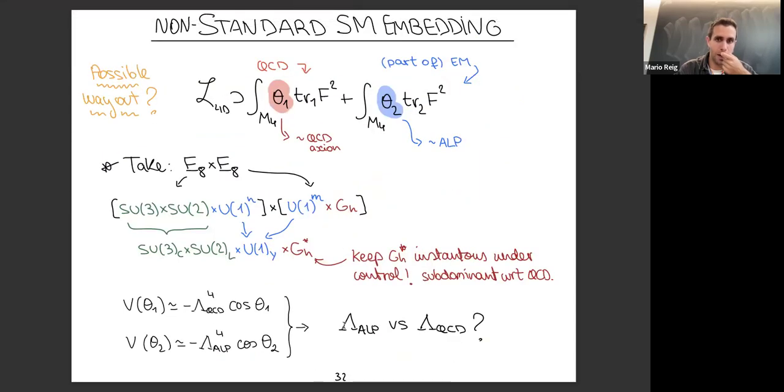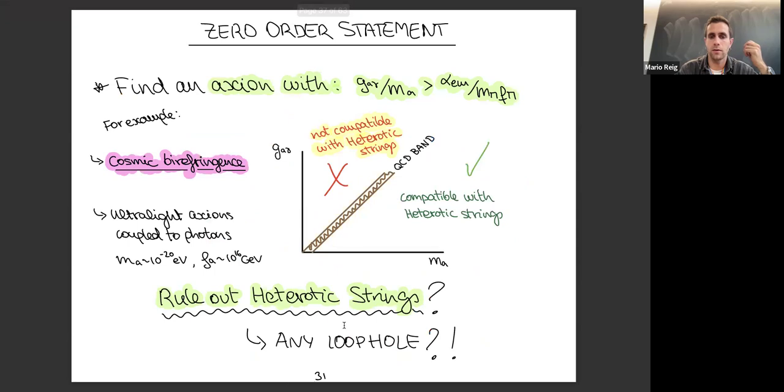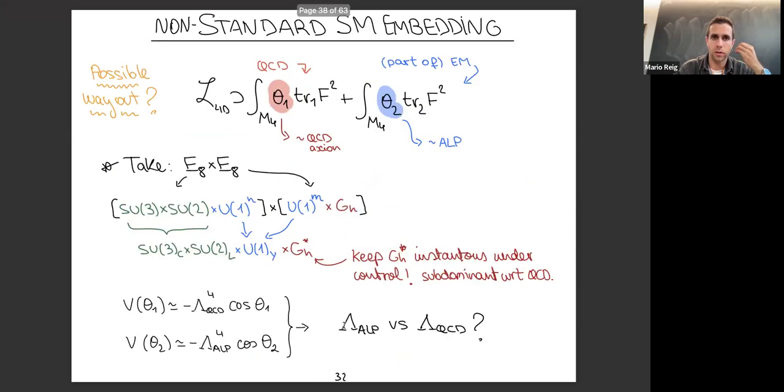I was saying that one has to consider possible loopholes and have a critical understanding of the situation. There is a possible loophole, which is the non-standard embedding of the standard model into E8 cross E8. Schematically, what you can do is embed QCD into the first E8 and part of electromagnetism into the second E8. In this case, theta 1 would be approximately a QCD axion, and theta 2 would be approximately an axion-like particle that doesn't talk to gluons at all. Now, in more detail, what this looks like is this cartoon here.